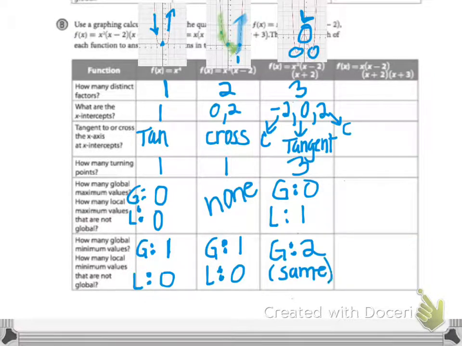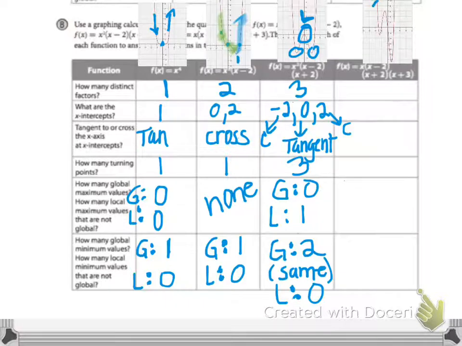Okay, and there's local, there's none. Okay, so those are like the absolute lowest it ever gets. All right, and then the final graph. Okay, so you can tell as they start to get more and more factors, and if you expand that out, it would be an even more and more complicated polynomial function. You're going to get more twists and turns, more unusual kind of graphs.